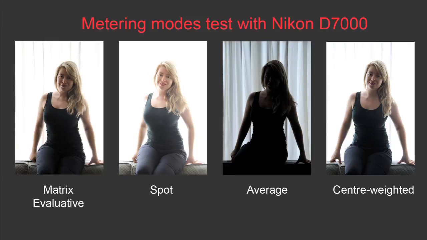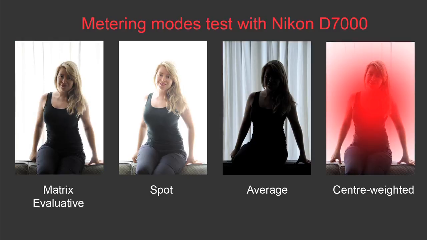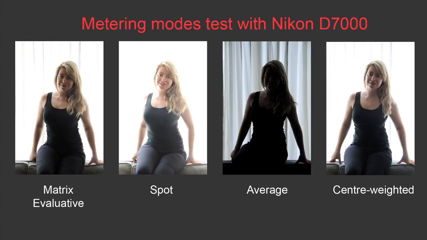I tested these modes in my camera by taking a picture of myself in black clothes against a bright background. I think this way you can see the difference the best. As you can see, with matrix or evaluative metering and center weighted metering, we can see the best balance between me and the background. You can still see some details in the background and more details on my shirt and on me.